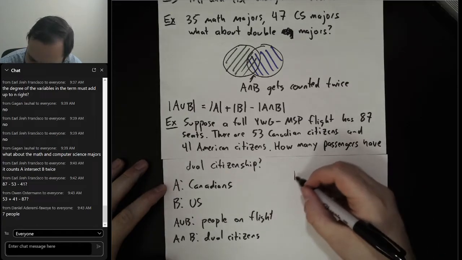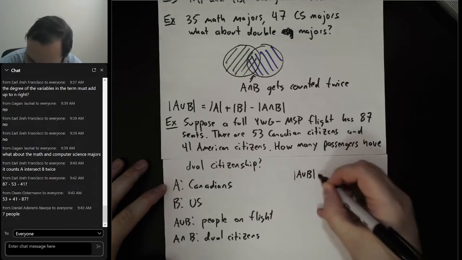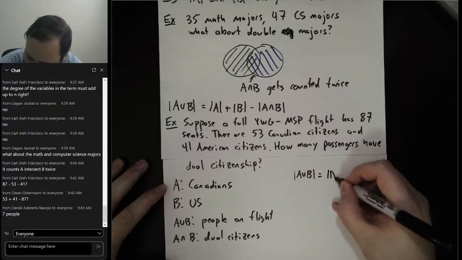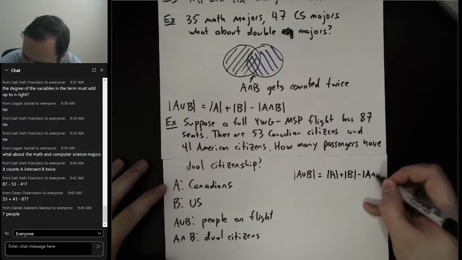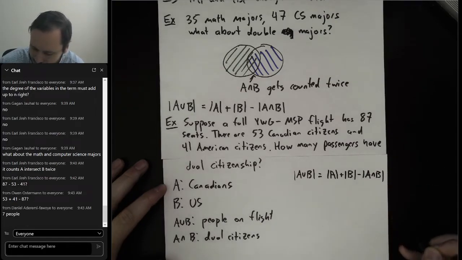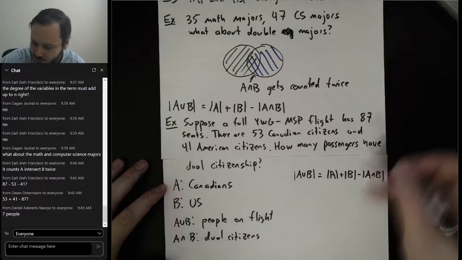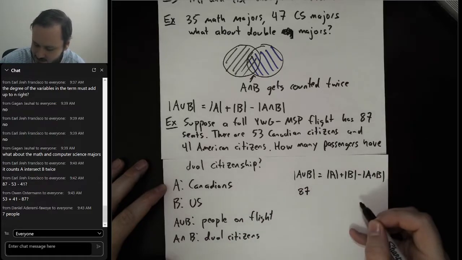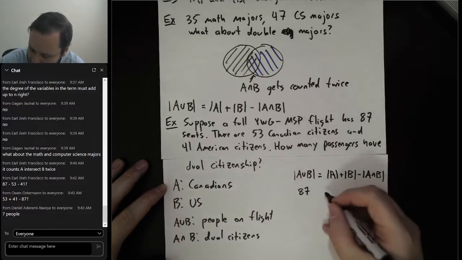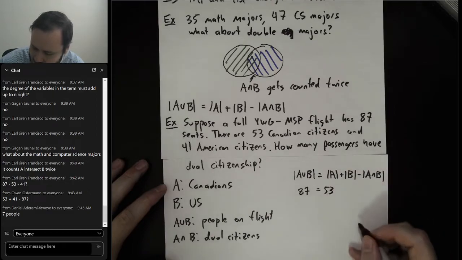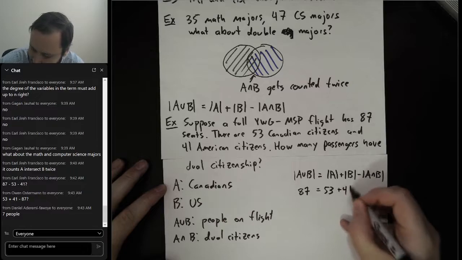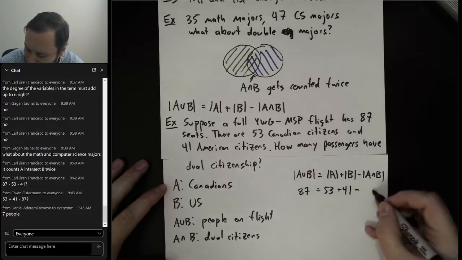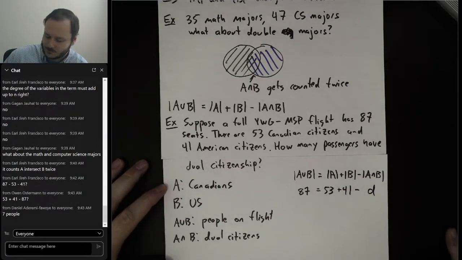So our formula says the size of A union B is equal to the size of A plus the size of B minus the size of A intersection B. So how many people are on the flight? We got 87. We've got 53 Canadians. And we've got 41 Americans. And then minus, this is our dual citizens, D.